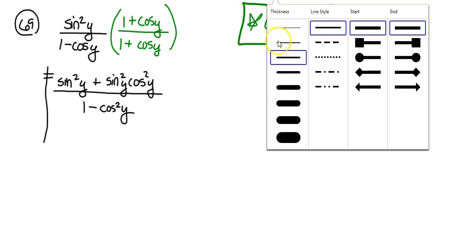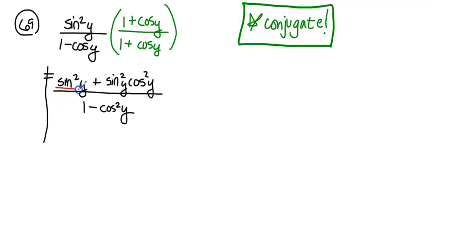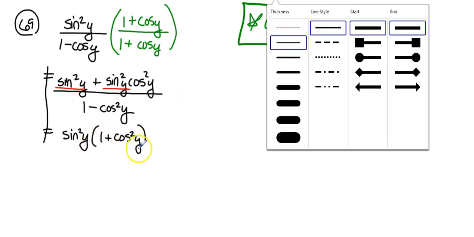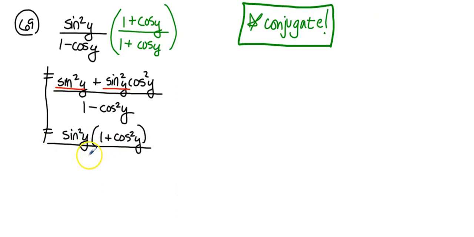Well, looking at the numerator, it catches my attention that I have sine squared y here and a sine squared y right there. So I can factor that out as a GCF. Factoring out sine squared will leave behind 1 as a placeholder right there, plus cosine squared y. This is still all divided by 1 minus cosine squared y.